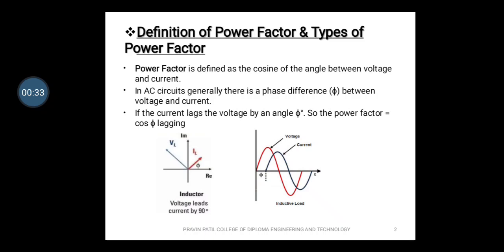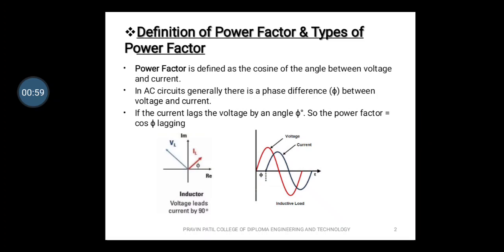We can also define it as the ratio of active power to apparent power. Active power is VI cos phi, while apparent power is VI. VI gets cancelled, so power factor is equal to cos phi, where phi is the angle between voltage and current.